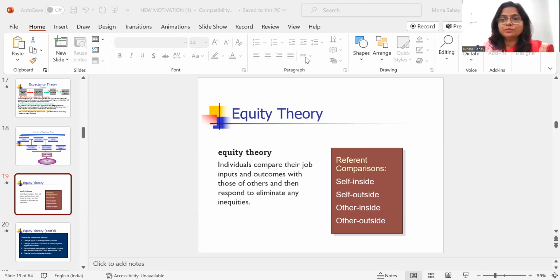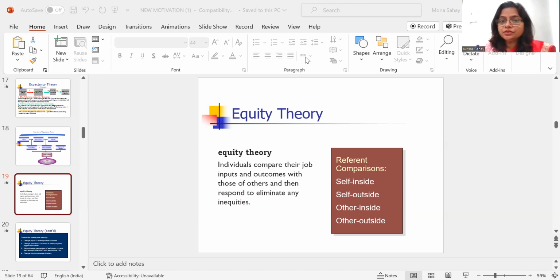So employees who are working in an organization will compare their job inputs, that is, how much of inputs they are giving to the jobs, how much of time, how much of skills, how much of efforts, how much of hard work, how much of loyalty, all these things. So what is the input that they're giving to their jobs, and also the outcomes of the jobs. Here they are mainly talking about the compensation part, the salary that they get, the compensation that they get out of working for a specific job.